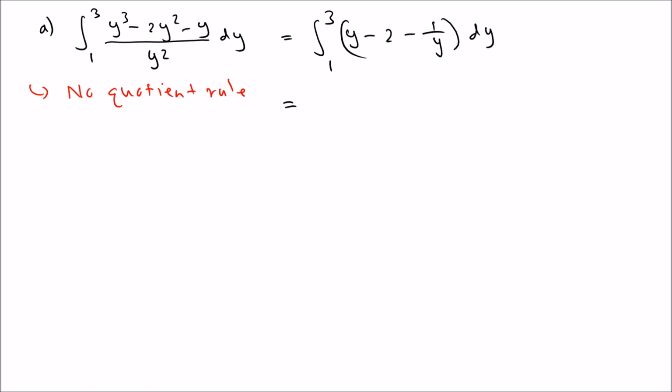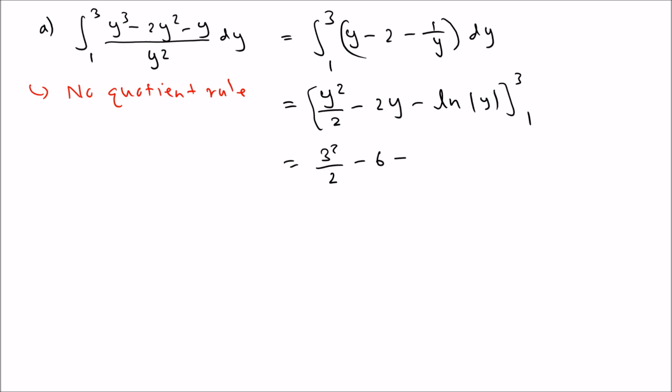Now we can integrate one by one. First one is by the power rule, y squared over 2. Next one is the constant, so you just multiply by the variable, and then minus this is the natural log. That's how you get the bounds, 3 and 1. So let's plug in 3 first: 3 squared over 2 minus 3 times 2, that means 6, minus ln 3. That's the first one, minus the second one. Plug in 1: 1/2 minus 2 minus ln 1. ln 1 is 0, so this is gone.